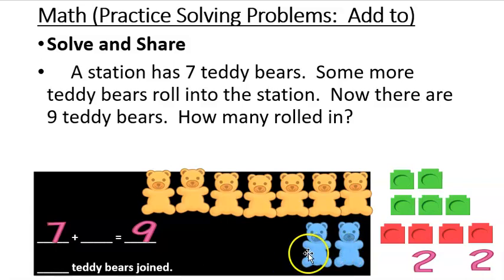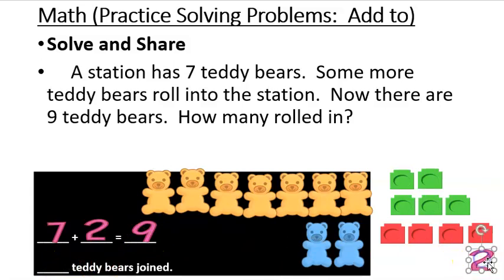2. Look, we put in 2 blue teddy bears. So all together we have 9. So watch Mr. Brigade. 2 goes in there, okay? So here's our addition equation. 7 plus 2 equals 9.